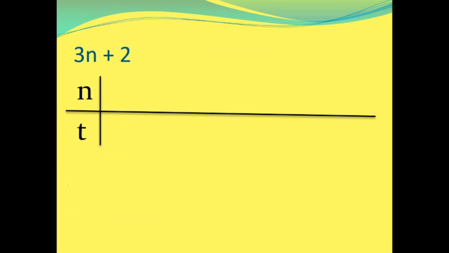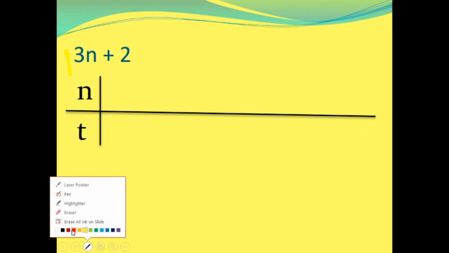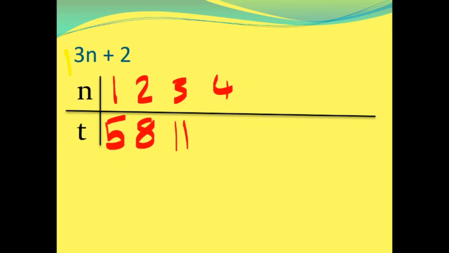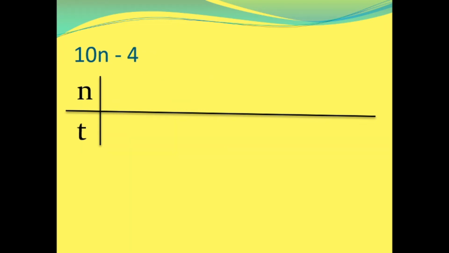linear sequences. So this one here, if I want the first 4 terms, I'm going to have to do 1, 2, 3, 4. My first one I'm going to do 1 times 3, which is 3, plus 2 is 5. Then 2 times 3, which is 6, plus 2 is 8. Then 3 times 3, which is 9, plus 2, which is 11. And then 4 times 3, which is 12, plus 2, which is 14. And that's how you work out your sequences when you're listing them.